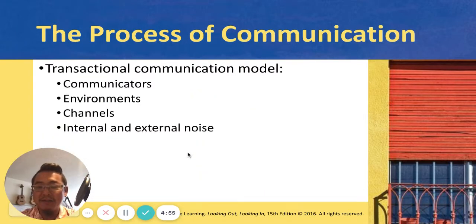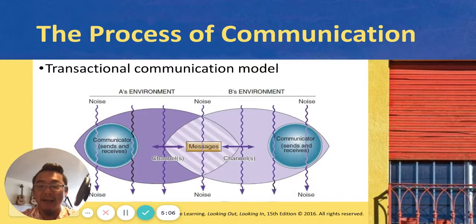The next one is this transactional model. There's another one. We'll just talk about two in this class. Same kind of thing. There's communicators, but now we're adding environments and internal, external noise. Okay, so let's take a look at it here. If you look at this model, the difference compared to the linear model is communication is simultaneously going on both ways at the same time, right?